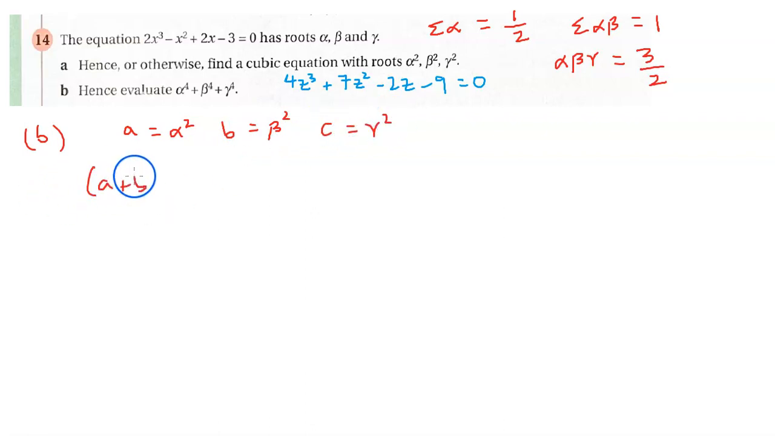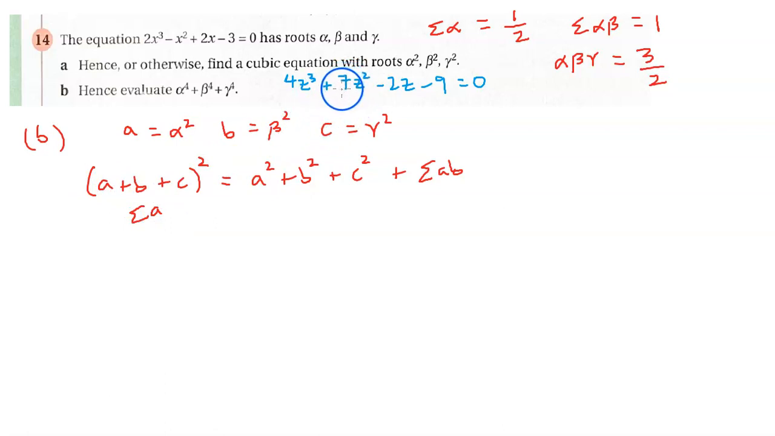Then we know that A plus B plus C squared is equal to A squared plus B squared plus C squared plus 2 times the sum of AB, which is, well, you know what it means by now. Now we know A plus B plus C, which we would always write as the sum of A in our usual notation. So the sum of A is just negative 7 divided by 4. So we got negative 7 divided by 4 squared, because that's the negative B divided by A in our polynomial with the roots A, B, and C.